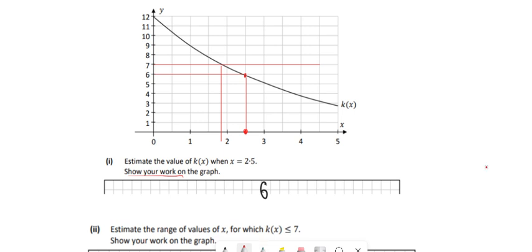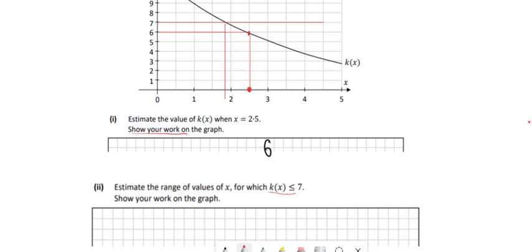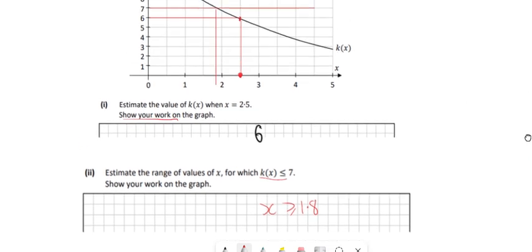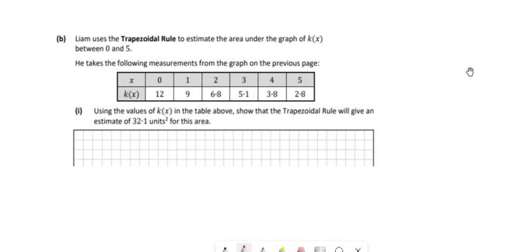So we have to see which is less than 7 there. I'd say about 1.8 maybe. So 1.8. So when x is greater than, so greater than or equal to 1.8. And I've shown the work on the graph there as well. That's all for part A.